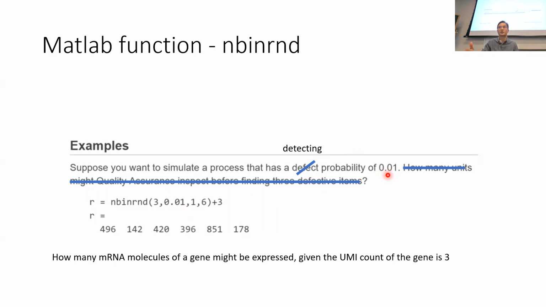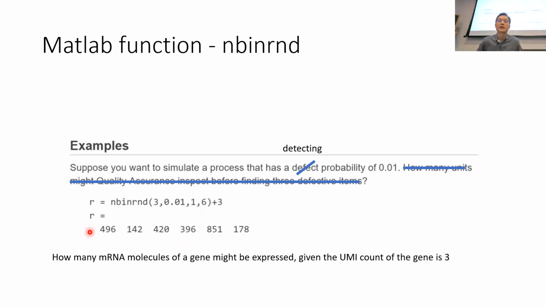You can use this. If I gave you the UMIs, you may want to estimate 0.01. Assume 0.01 is fixed. So technically we have a detection rate of 1% or 10%. And then you want to know what's the R on average.